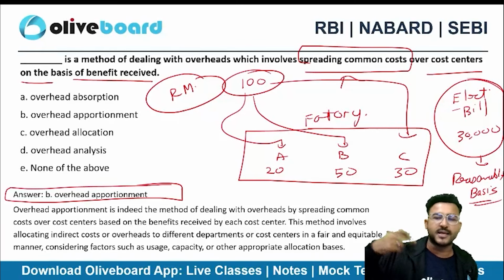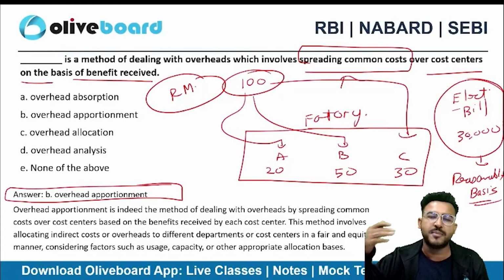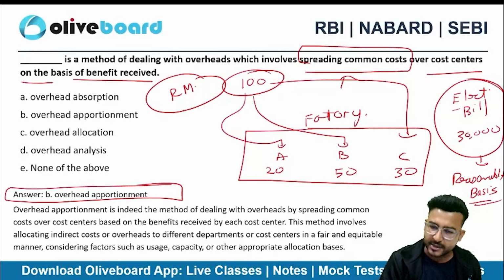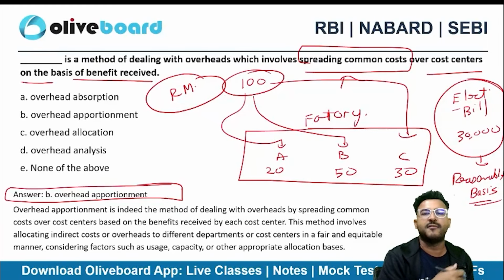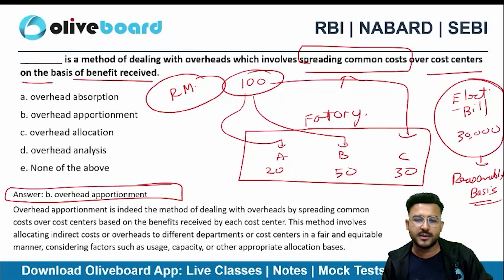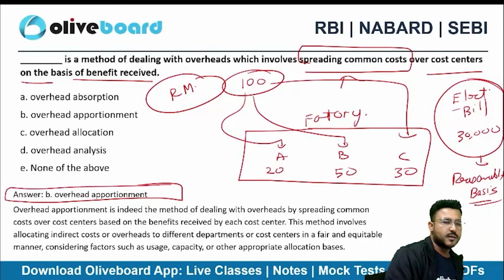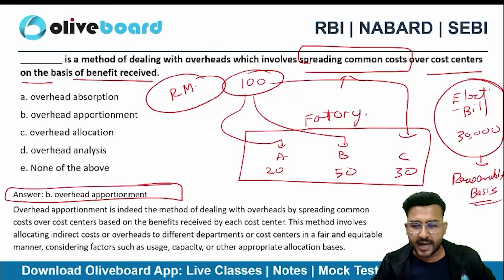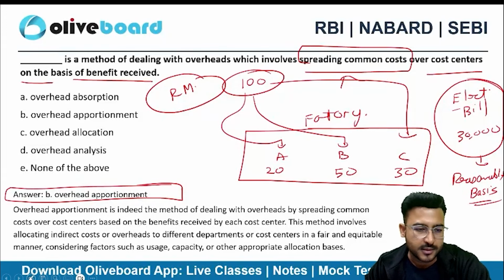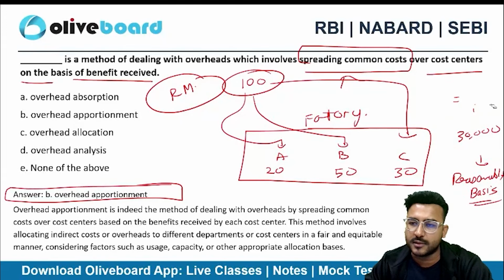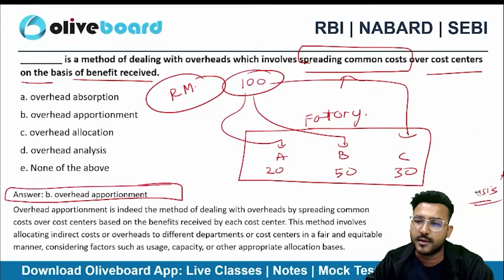Why? Because the more the machine has run, higher the machine hours, higher will be the electricity bill. Or maybe they have given you the light points, how much electricity is being used. Right? So I can apportion it on the reasonable basis.